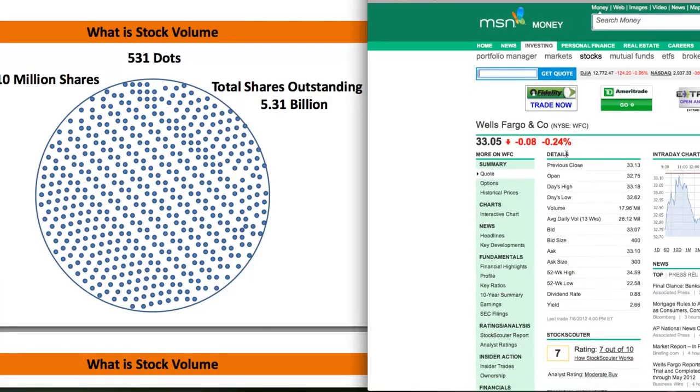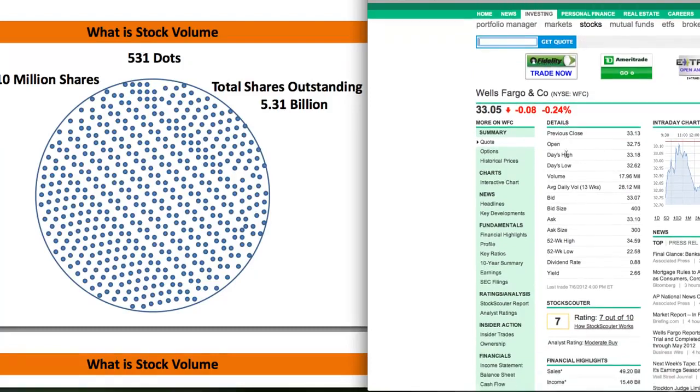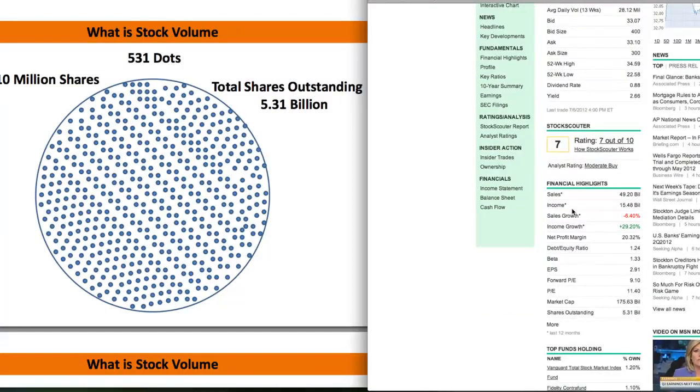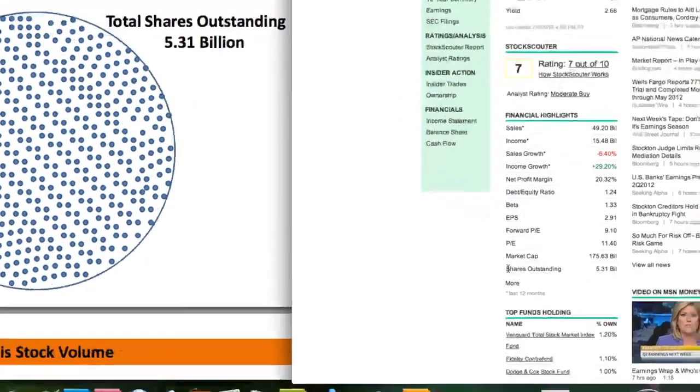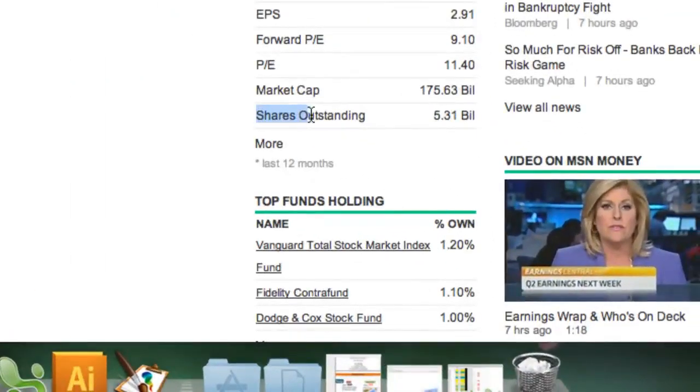Okay, so all we have to do to find out how many shares there are of Wells Fargo is scroll down until we see this right here where it says shares outstanding. You can see I just highlighted it right there, and it says 5.3 billion. So that's how many shares Wells Fargo has been sliced up into: 5.3 billion shares.